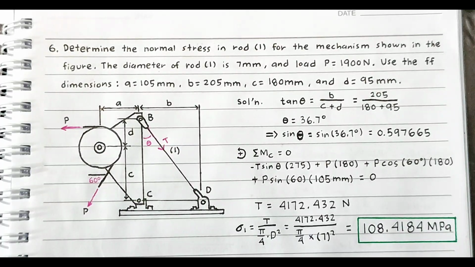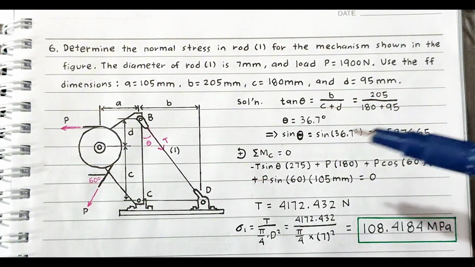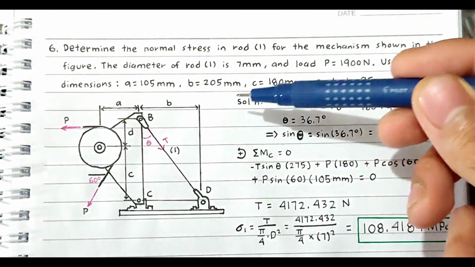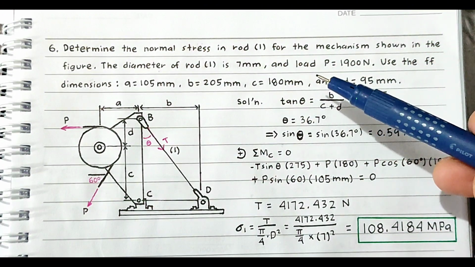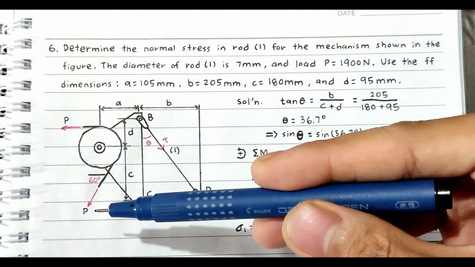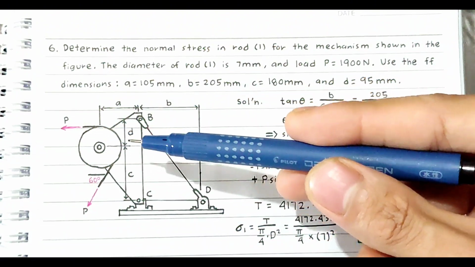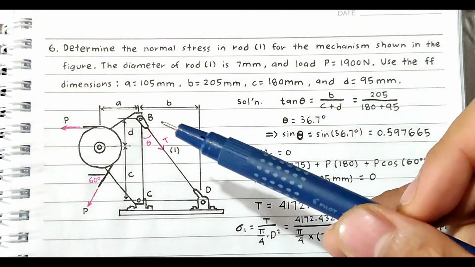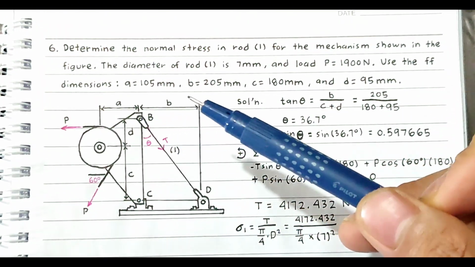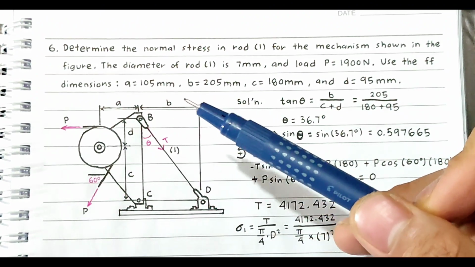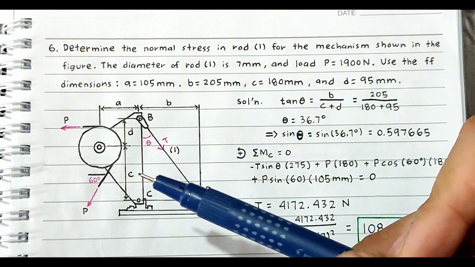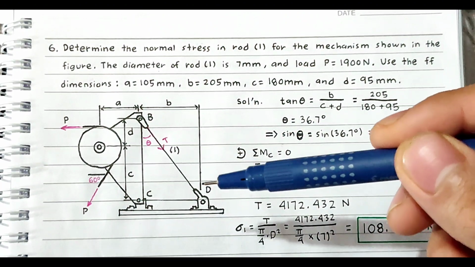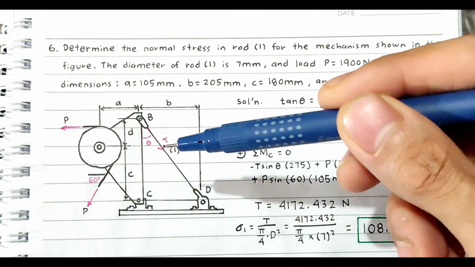I got here a problem. Let's understand the mechanism of this figure. Now, the diameter of rod 1 is 7 millimeters, and there is a load P that is 1,900 newtons for this bolt string. Now, use the following dimensions: A equals 105 millimeters, B equals 205 millimeters, C equals 180 millimeters, and D is 95 millimeters. Now we will determine the normal stress in rod 1.